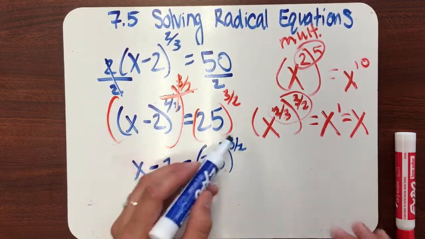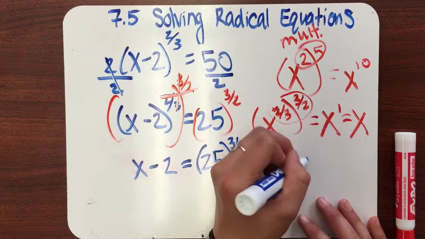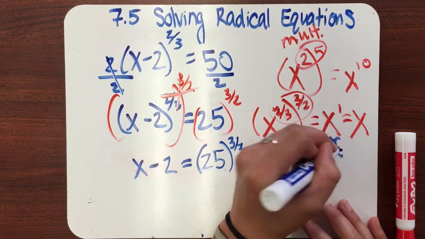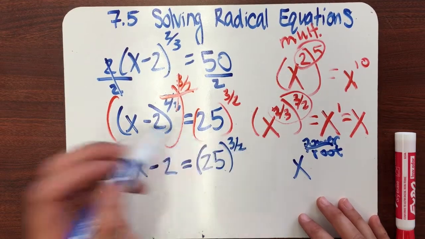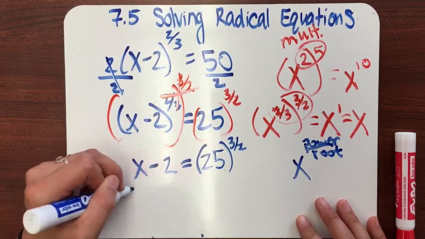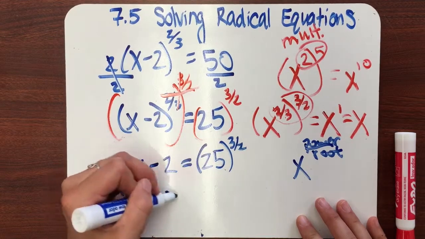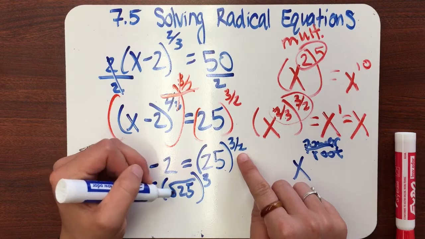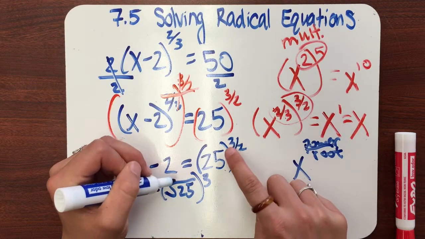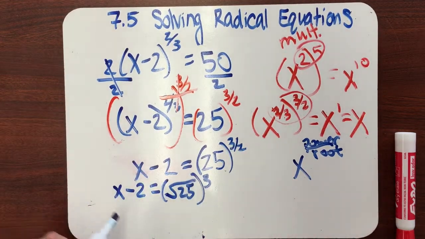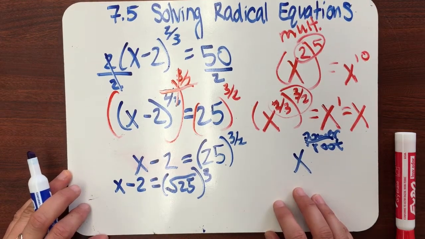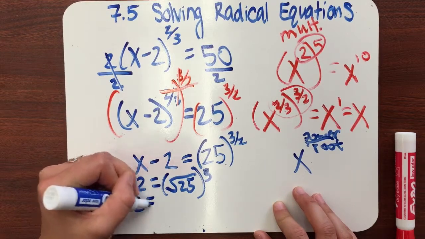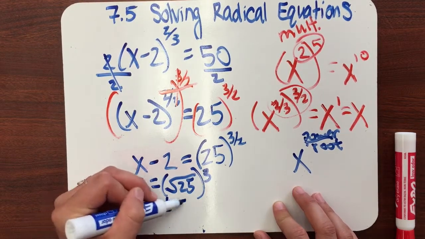And we know we still will use power over root. So our power is 3 and our root is 2. So we have x minus 2 is equal to the square root of 25 cubed, because the root is 2, square root, and the power is 3. We have to be careful here because when I take the square root of a number, that's actually two solutions. It's plus and minus 5.